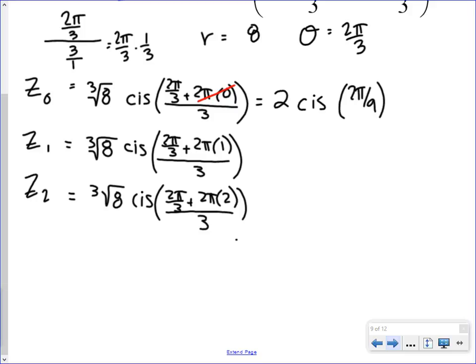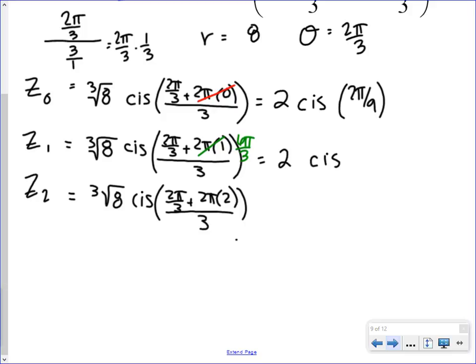Okay, z sub 1. Well, I know I'm going to have that 2 out in front. And then I've got cis 2 pi over 3 plus 2 pi times 1, which is really just 2 pi. And that's like 2 pi over 1. I'd like it to have the same denominator so I can add it together. So 2 pi over 1 is really 6 pi over 3, isn't it? Okay. And then I'll be able to say 2 pi over 3 plus 6 pi over 3 is 8 pi over 3. And 8 pi over 3 divided by 3 is 8 pi over 9.